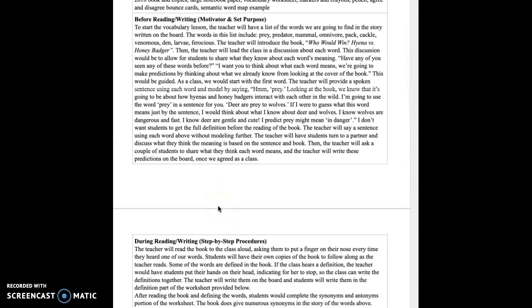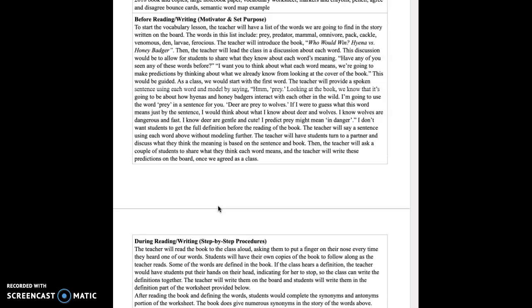All right, so my before reading. To start the vocab lesson, the teacher will have a list of words we are going to look at in the story written on the board. The words that I picked out of the story, I did read the story first and then picked the words out, are prey, predator, mammal, omnivore, pack, cackle, venomous, den, larva, and ferocious.